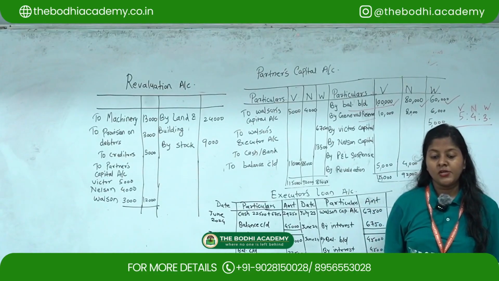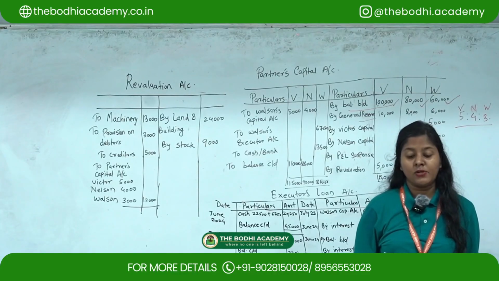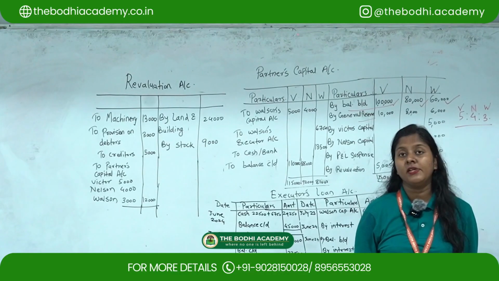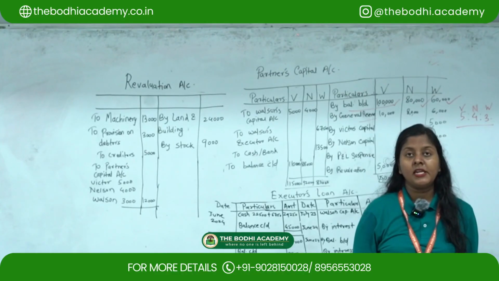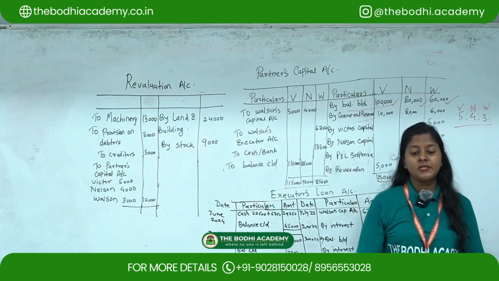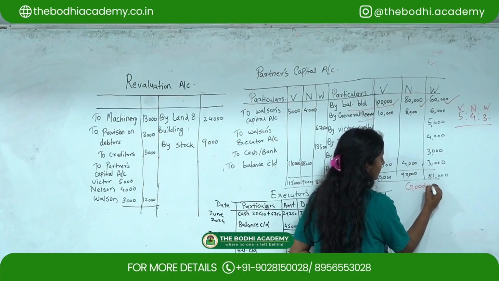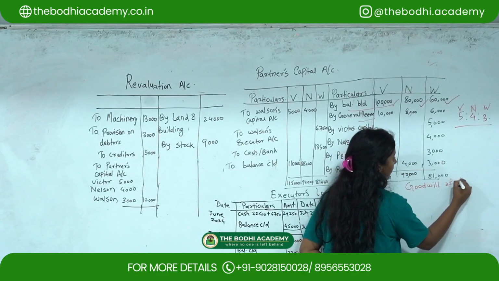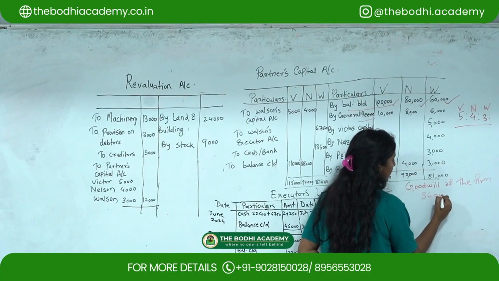So on 1st July 2023, partner Wilson died, and it was agreed between the legal representatives of partner Wilson and the remaining partners that goodwill of the firm is fixed at rupees 36,000. So goodwill they have given as 36,000. Goodwill of the firm is 36.